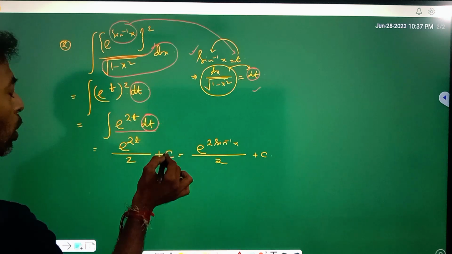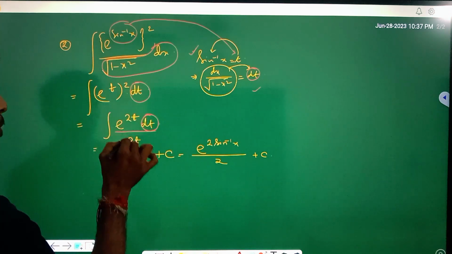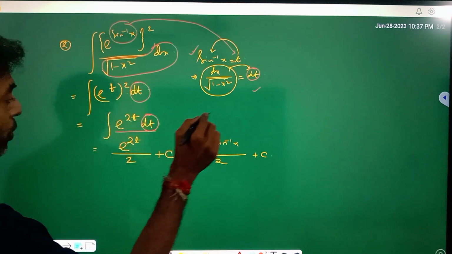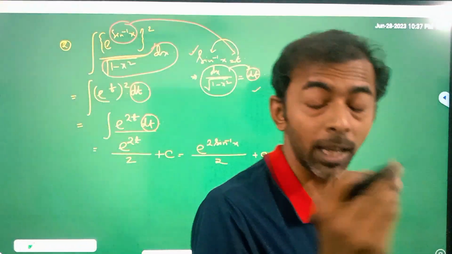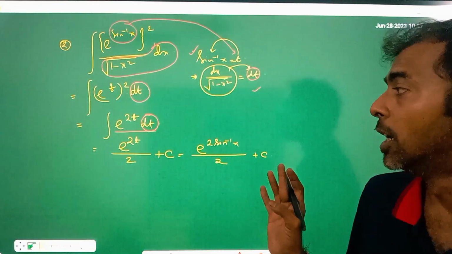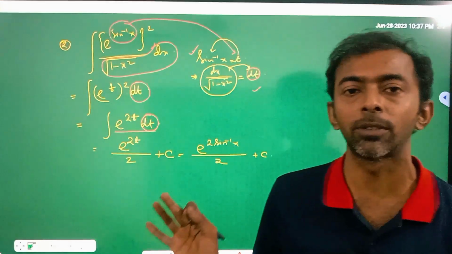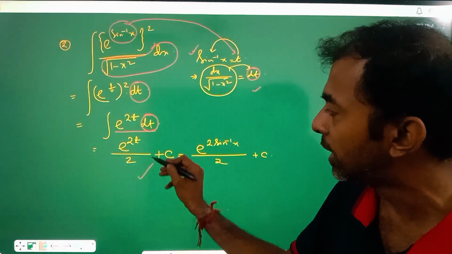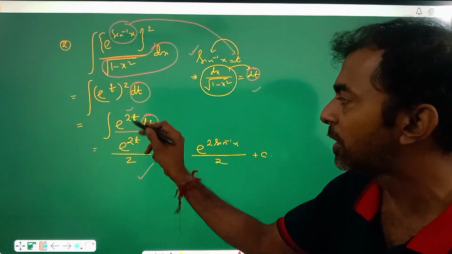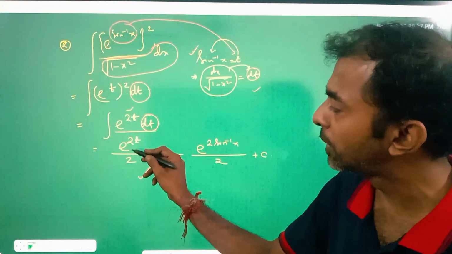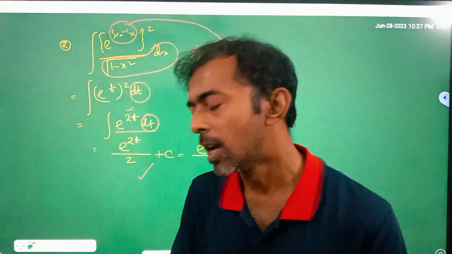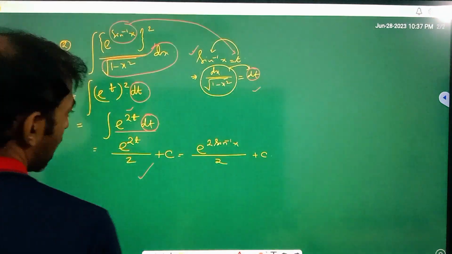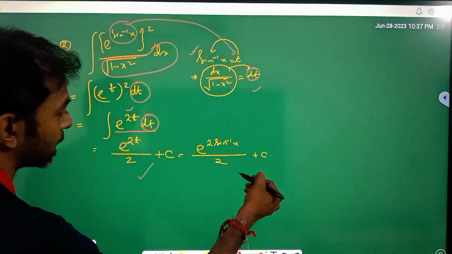Now we all know that this is in standard form. Integration of e power mx will be e power mx by m plus c, and that is e power 2t here. The value of m is 2 given here, so that will be e power 2t divided by 2 plus c. And next we are putting the value of t, and that will be e power 2 sin inverse x by 2 plus c.